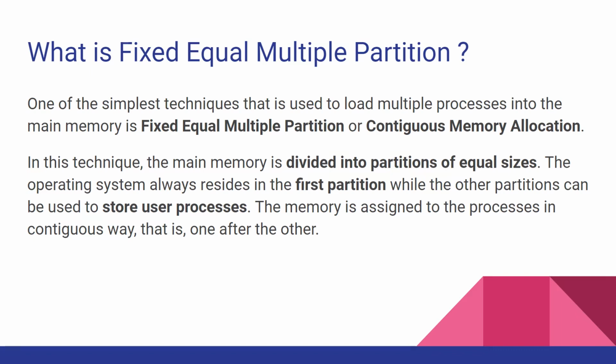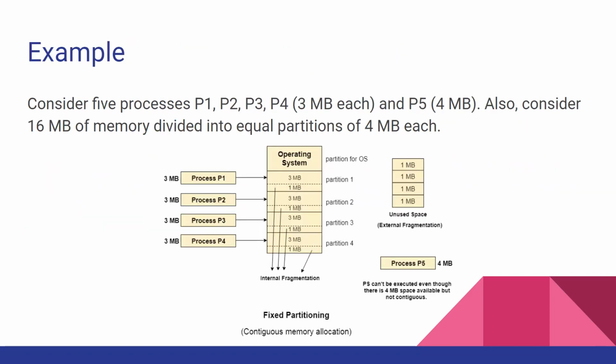In this process, the main memory is divided into partitions of equal or fixed sizes. The operating system has place reserved in the first partition, while the rest of the space is used to store the other user processes. The main point to keep in mind is that the processes are stored one after the other, that is, in a contiguous way.